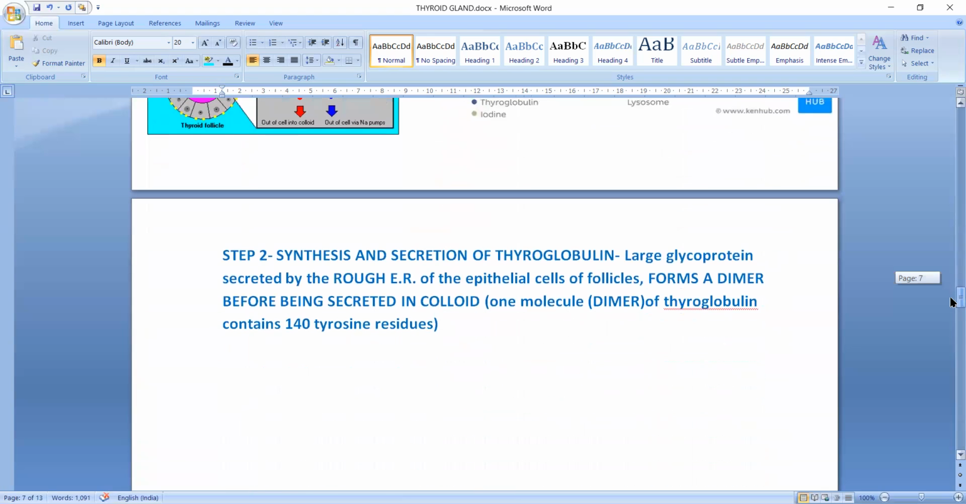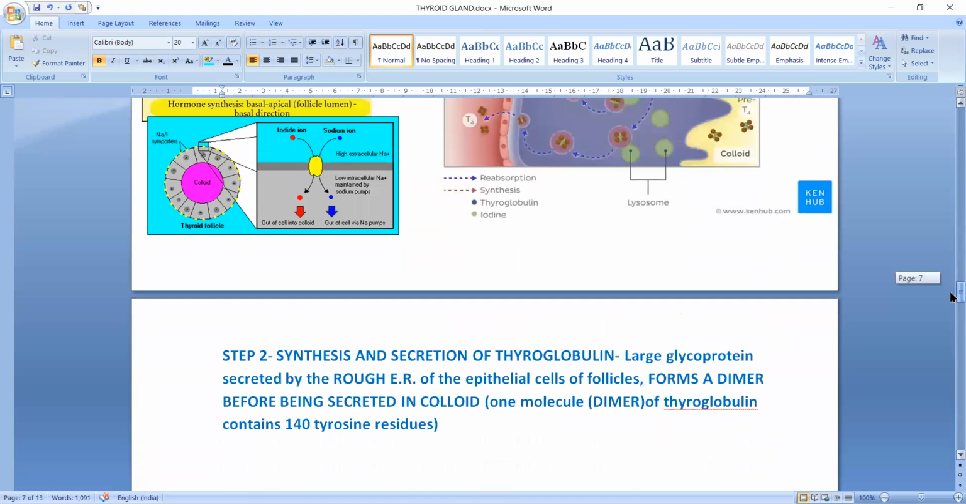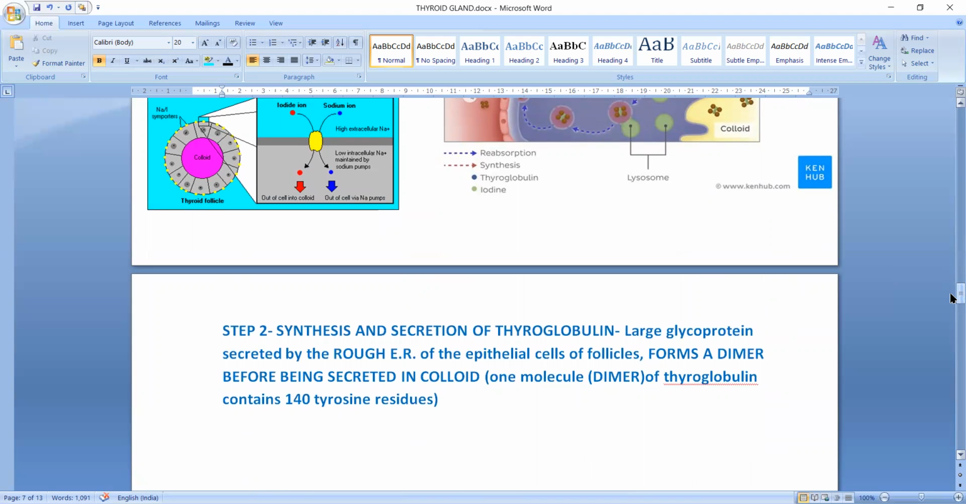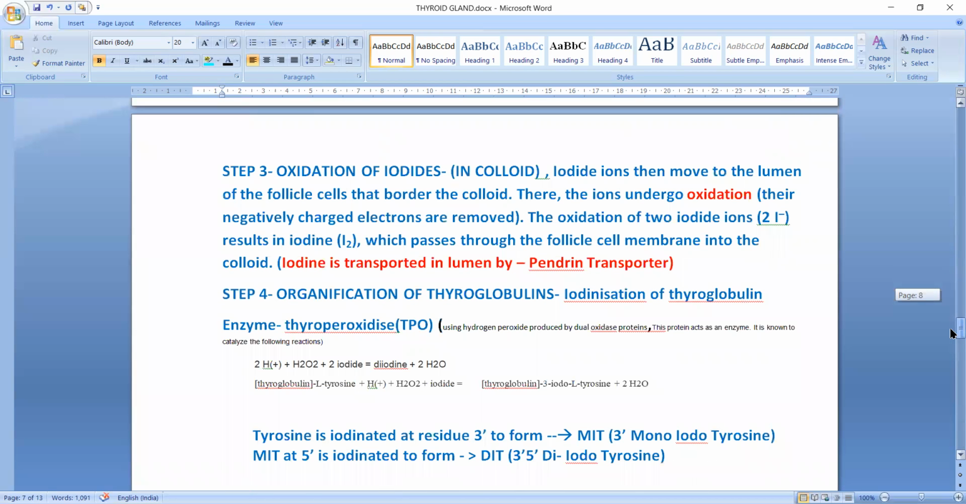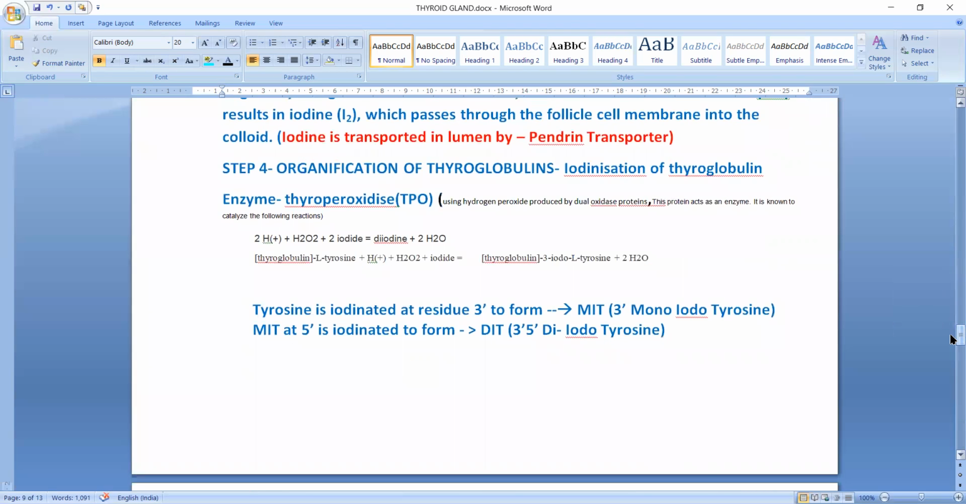So iodine trapping. Second is the synthesis and the secretion of thyroglobulin. We have seen that rough ER will secrete the thyroglobulin into the colloid, and this is a dimer glycoprotein, and it has approx 140 tyrosine amino acid residues. In the third step, the iodide is oxidized into iodine, and in the fourth step, the thyroglobulin having tyrosine residues, the iodine will be attached to the tyrosine residues.